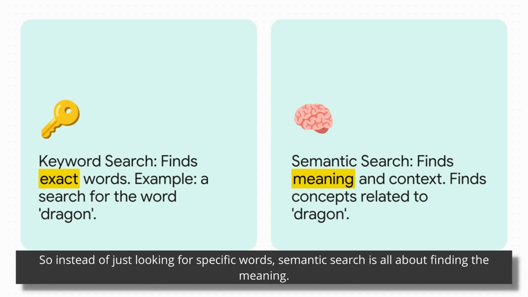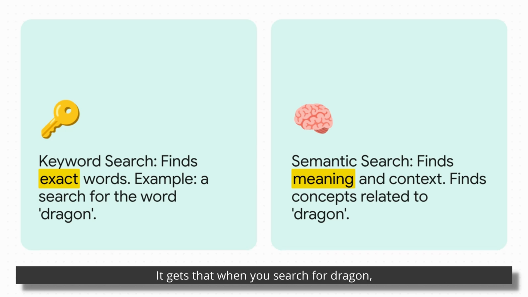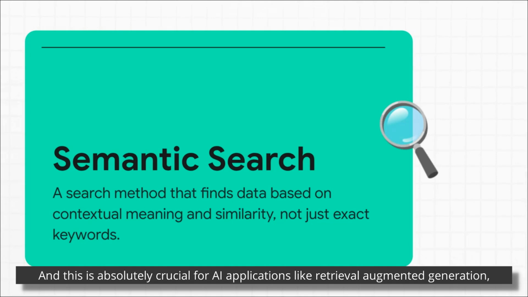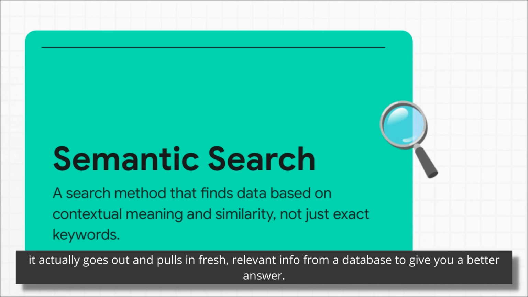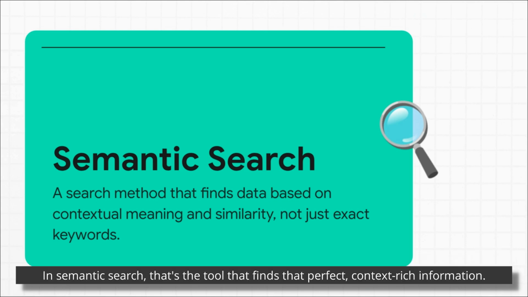search. So instead of just looking for specific words, semantic search is all about finding the meaning. It gets that when you search for dragon, you might also be interested in stories about mythical fire-breathing reptiles. And this is absolutely crucial for AI applications like retrieval augmented generation, or RAG. Now, that's just a fancy way of saying that an AI, like a chatbot, doesn't just use its built-in knowledge, it actually goes out and pulls in fresh, relevant info from a database to give you a better answer. And semantic search, that's the tool that finds that perfect, context-rich information.